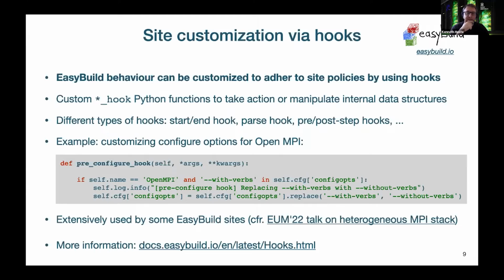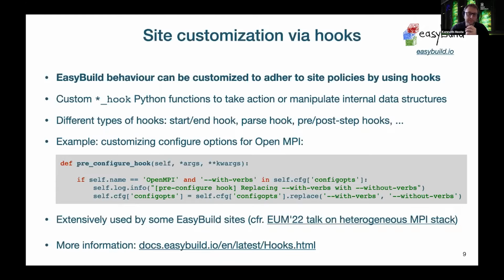And the example in the slide shows the pre-configure hook that you can implement to change one of the OpenMPI configure options. So the with-verbs, if you want to replace that with without-verbs in case you don't have any InfiniBand network, for example. This is one way to do it. So this is a central way with a small bit of Python code, and that way you don't have to change all the build recipes wherever with-verbs is being used. You're basically doing it on the fly as EasyBuild sees it popping up. So that's just a pre-configure hook.